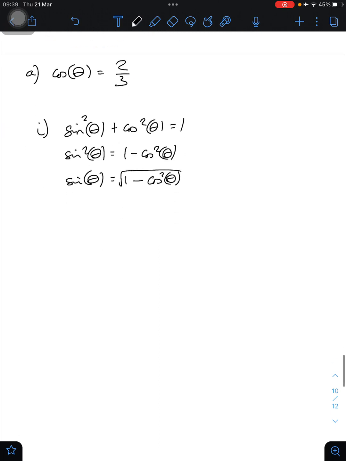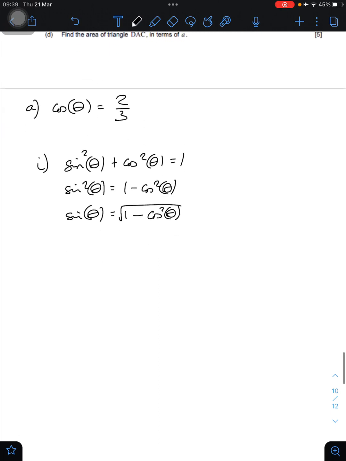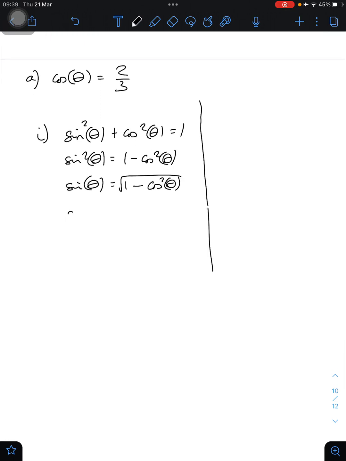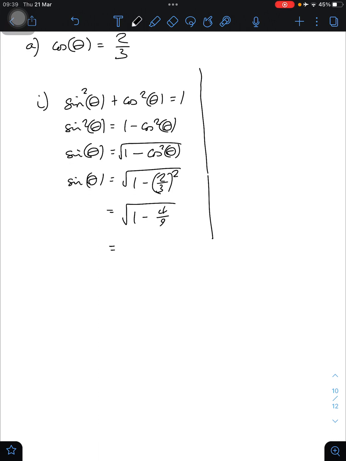That's definitely a possibility for doing this question, and I'm going to do the alternative method side by side here, but let's do this one first. So in this case here, sine theta will be equal to the square root of 1 minus 2 over 3 squared, and so therefore we would get the square root of 1 minus 4 over 9. Well, 1 minus 4 over 9, if we write 1 as 9 over 9, we're left with 5 over 9 square rooted, which just leaves us with the square root of 5 over 3. The alternative way to do this would be to draw the triangle out.